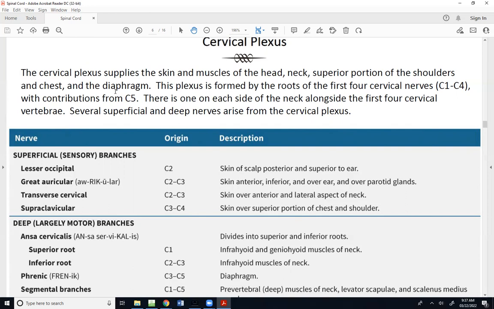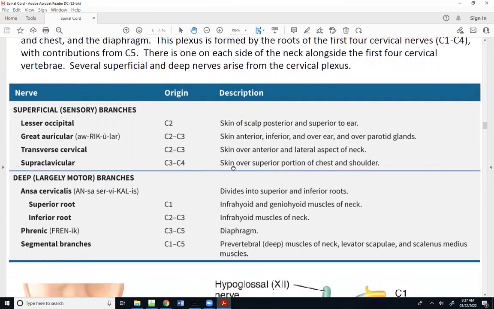Forming this plexus are the roots of the first 4 cervical nerves, so C1 through C4, with smaller contributions from C5. We have a cervical plexus on each side of the neck along the first 4 cervical vertebrae. Coming off of the cervical plexus are several superficial and deep nerves, and that's what we have listed here in our table in the middle part of the page. They've broken it down into superficial and deep. The nice thing about this table is it gives you the name of the nerve, where it originates, meaning which spinal nerve, like in the case of the lesser occipital, which comes from spinal nerve C2, and then it tells you what it does.